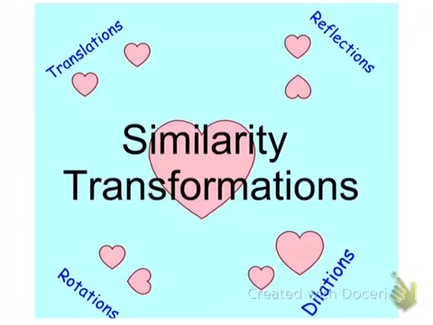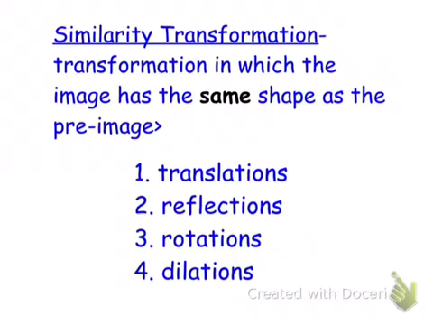And then we began talking this year about dilations, which is you're going to make it larger or smaller by using a scale factor. Now, when you do any of these transformations, it does produce similar figures. That's why it's called similarity transformations. A similarity transformation is a transformation in which the image has the same shape as the pre-image. Remember, it can be larger or smaller, but it has to be the same shape.